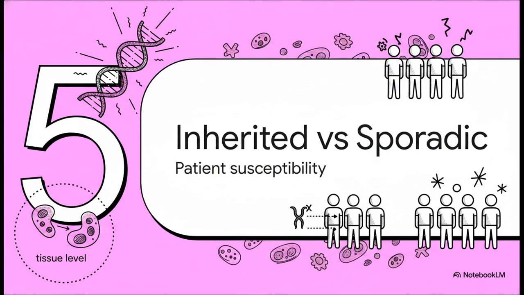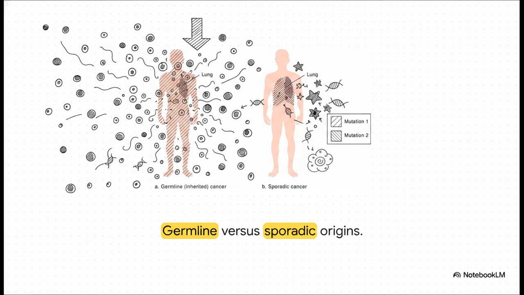Section 5. Sporadic versus inherited cancers. Now let's zoom out from the tissue level and look at the actual patient. We need to understand how these molecular mutations translate into clinical susceptibility for the folks you're going to be treating. Notice the really stark visual distinction here between germline and sporadic origins. With a germline, or inherited susceptibility, the patient has that first mutation embedded in literally every single cell of their body. But with sporadic cancer, it begins with a completely spontaneous, localized somatic mutation in just one specific little area of tissue.